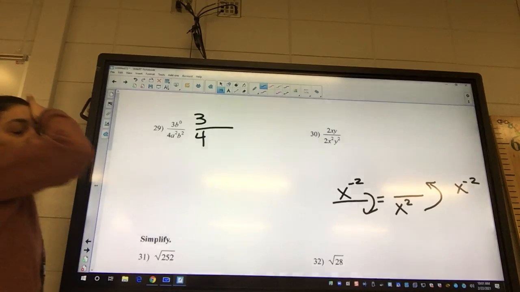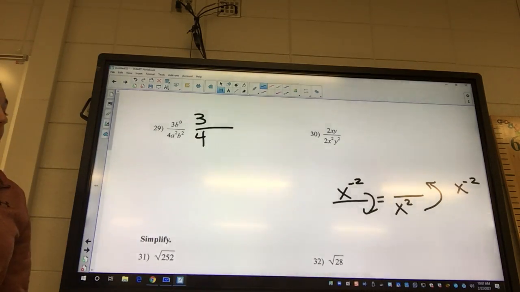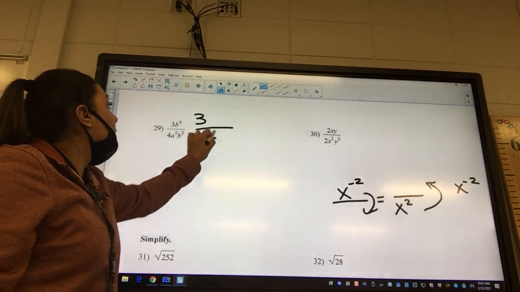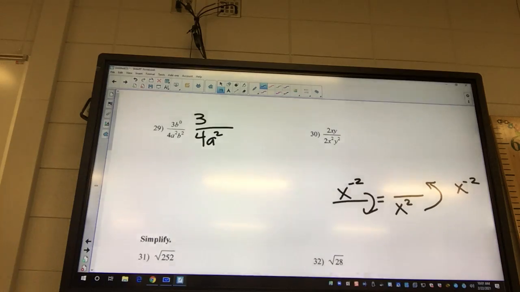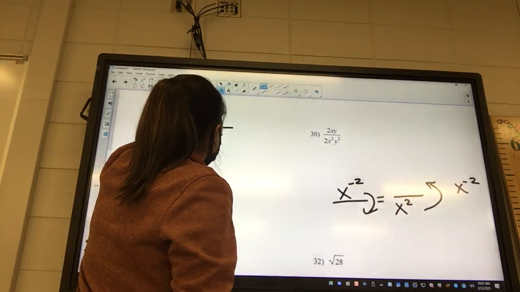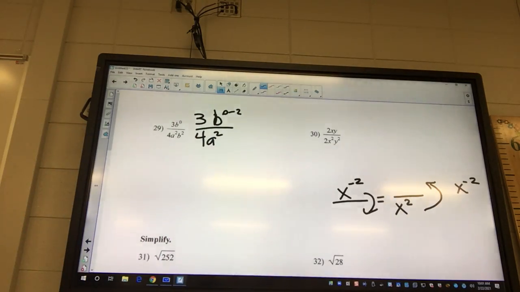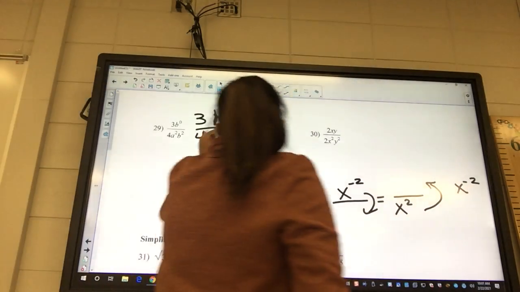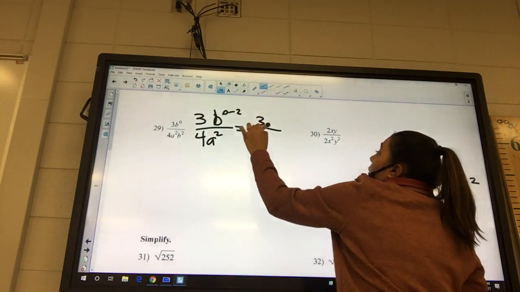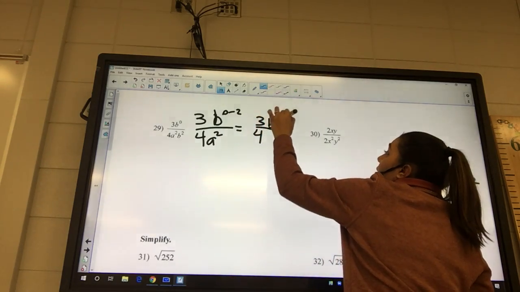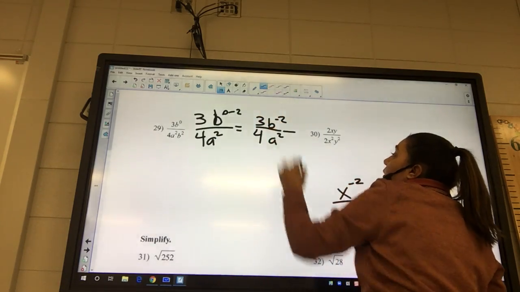So is there anything to subtract it with? No, so leave it where it's at. Okay. And then the b's, there is something to subtract. So we're going to have b to the 0 minus 2. It's going to be negative 2. So you're going to have 3 over 4, b to the negative 2, a to the 2.